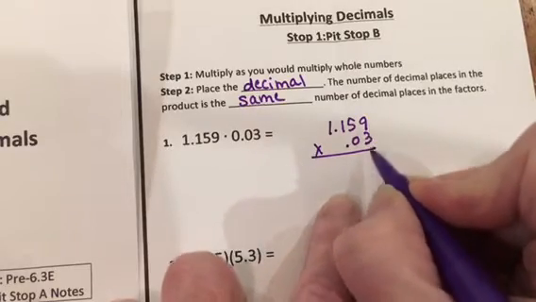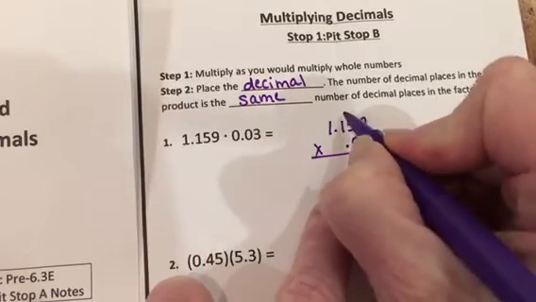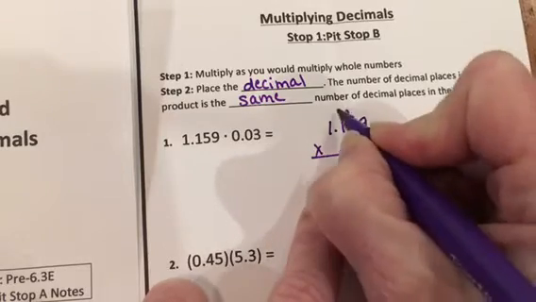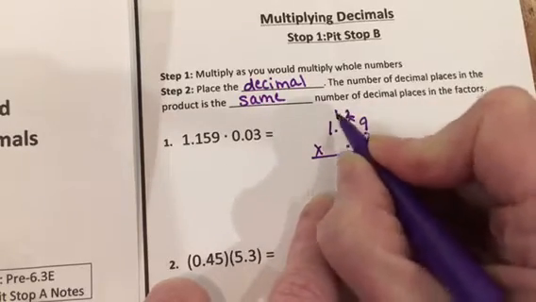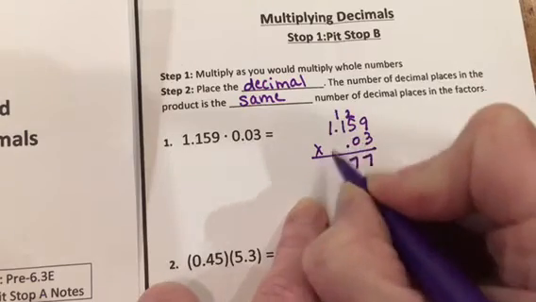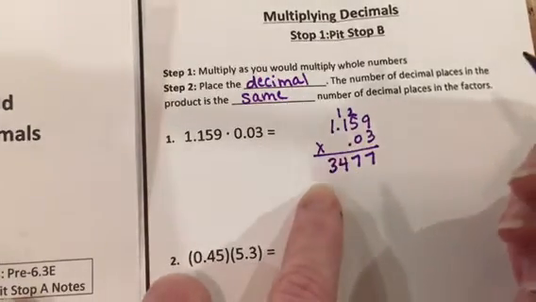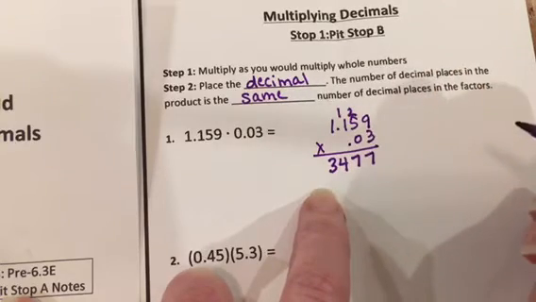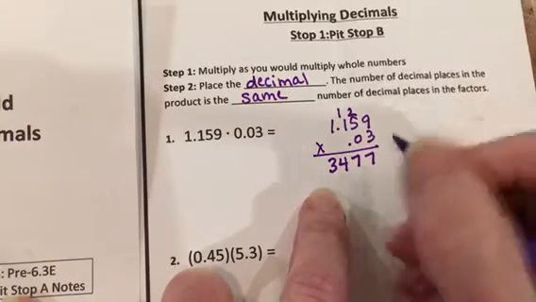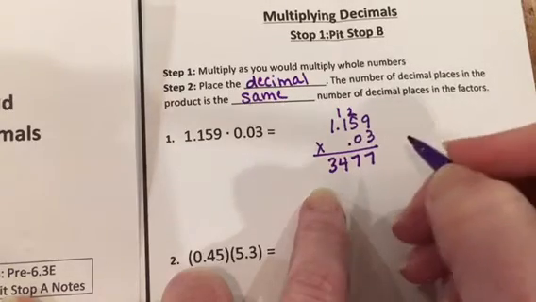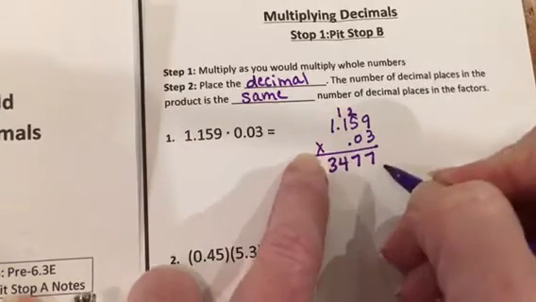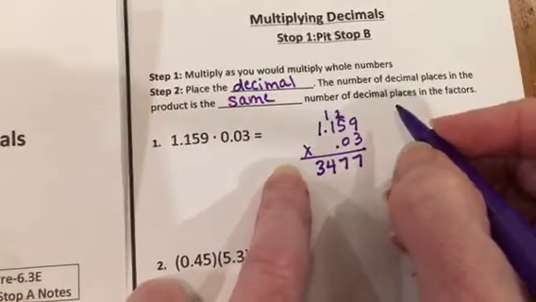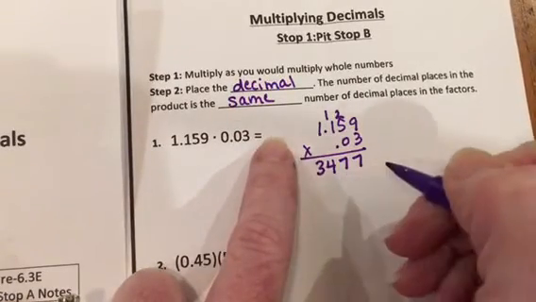So 3 times 9 is 27. I'm going to carry that 2. 3 times 5 is 15, plus 2 is 17. Carry that 1. 3 times 1 is 3, plus 1 is 4. 3 times 1 is 3. So that part is just multiplying. We ignore the decimals and just multiply like we would normally multiply. I don't need to do the 0 because it's not going to change the answer to this problem. What is different is where I put the decimal now that I've multiplied.